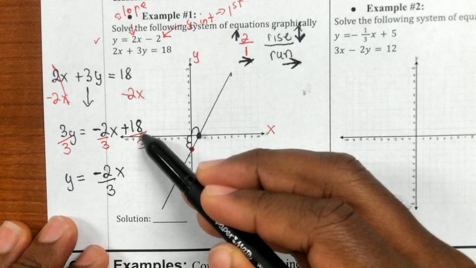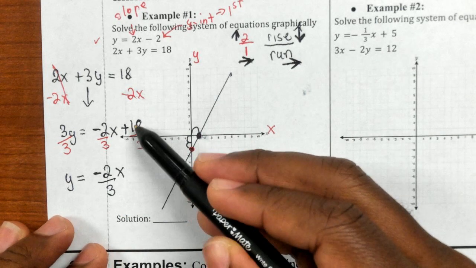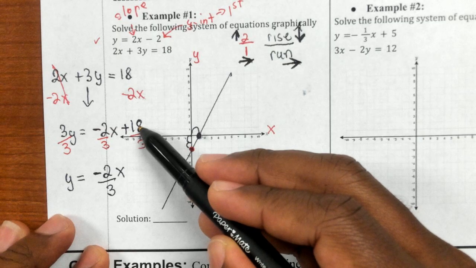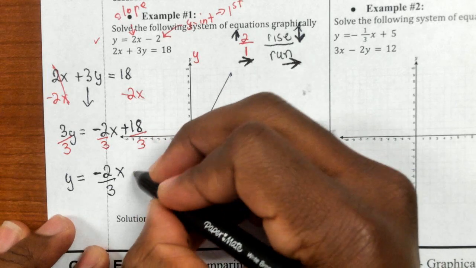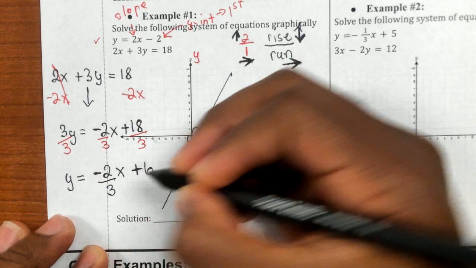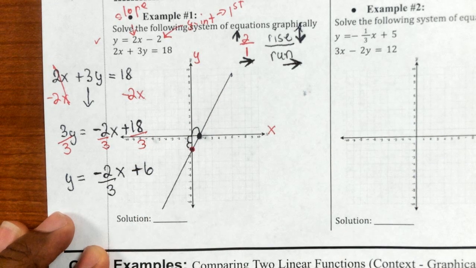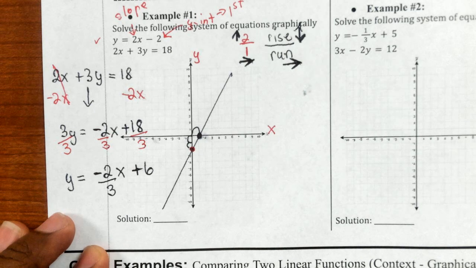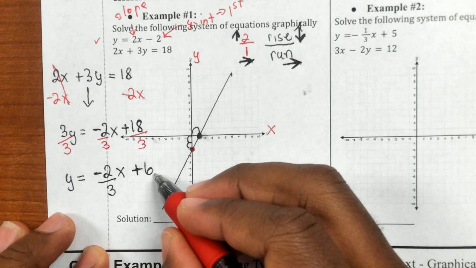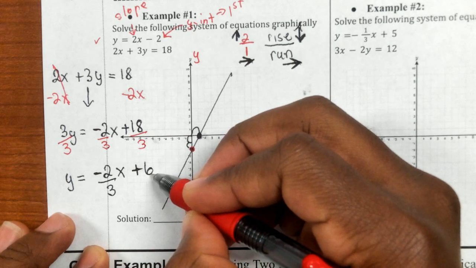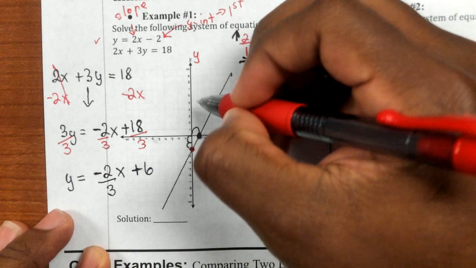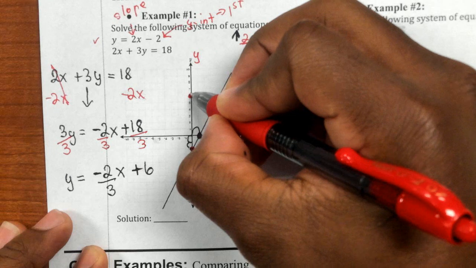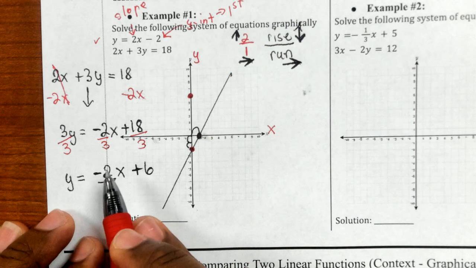Normally, when you do parallel and perpendicular, you replace this letter with b. But in this case, I want to know what the number is. So +18 divided by a +3 gives me a +6. So now it's in the form y equal mx plus b. So now I'm going to graph it. You always graph your y-intercept first. And my y-intercept is a +6. So I'm going to go to +6 on my y-axis. Looks approximately right here.